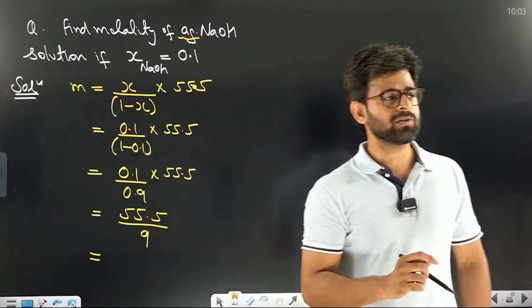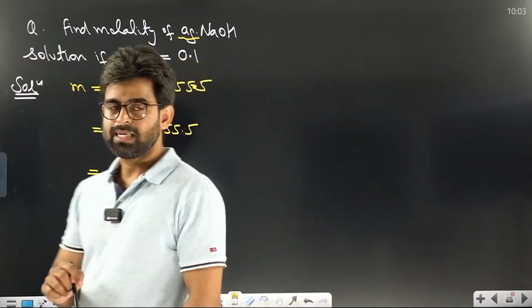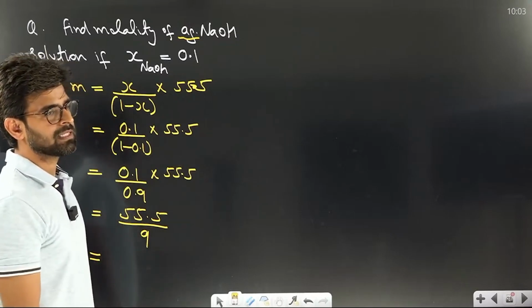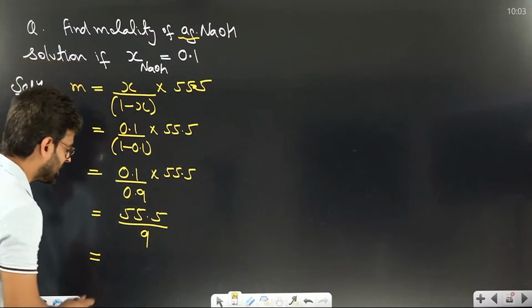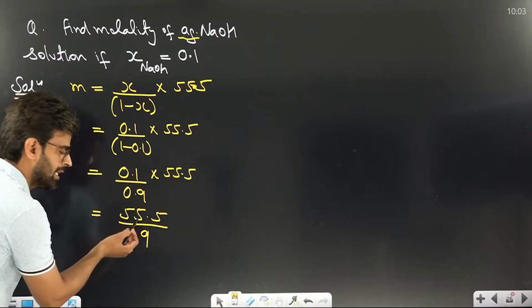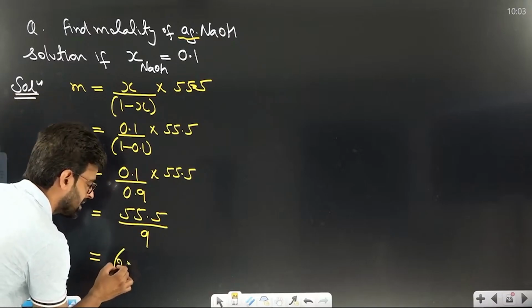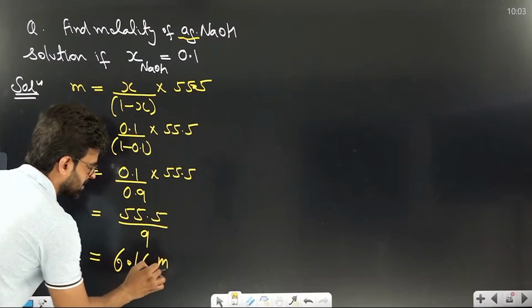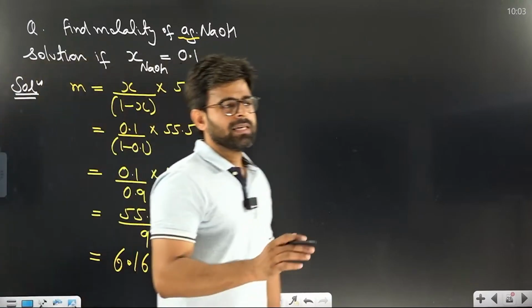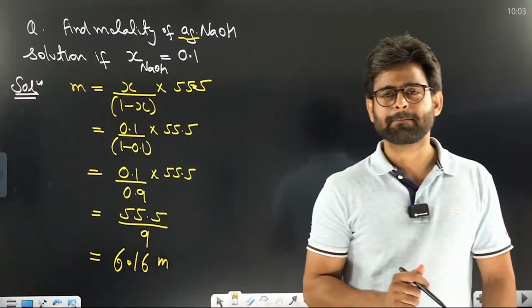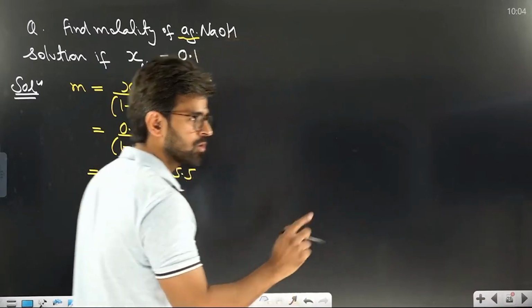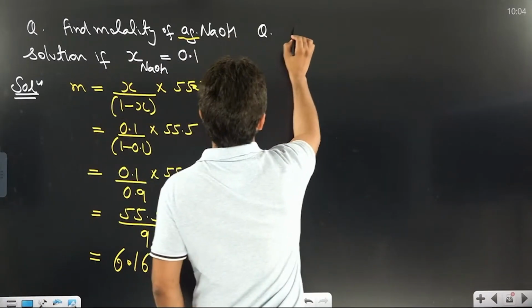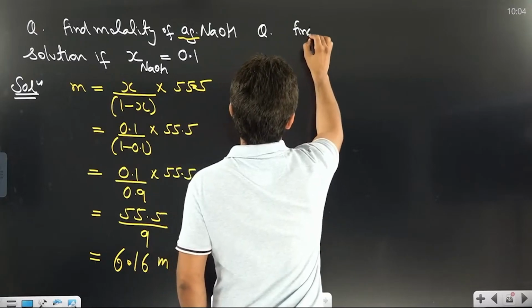Yes, everyone? Very good. How much is coming? 6.16. Very good, very right. Clear. Okay, same, one more question.